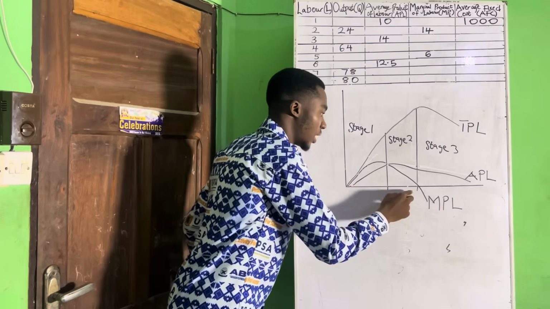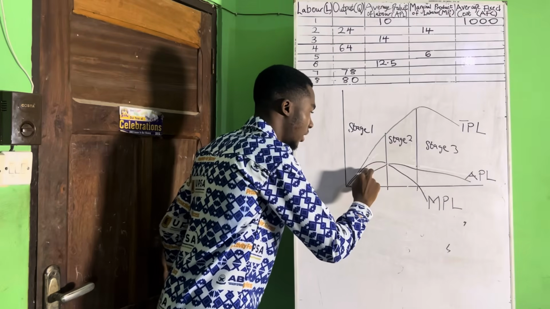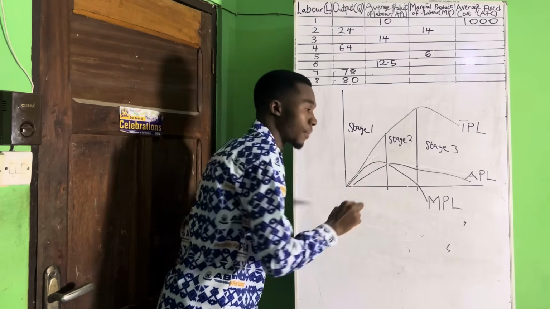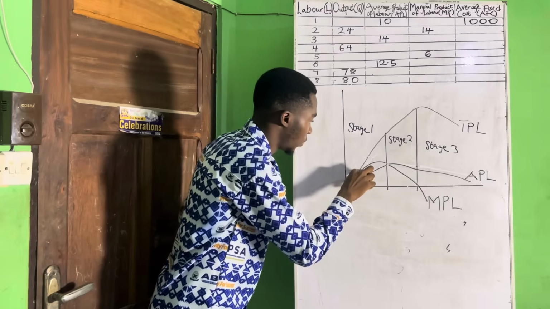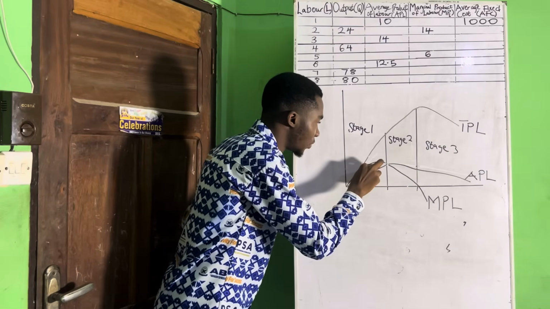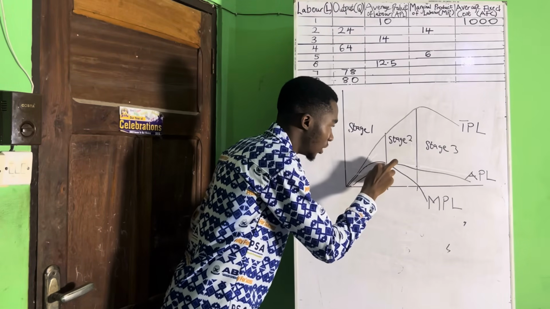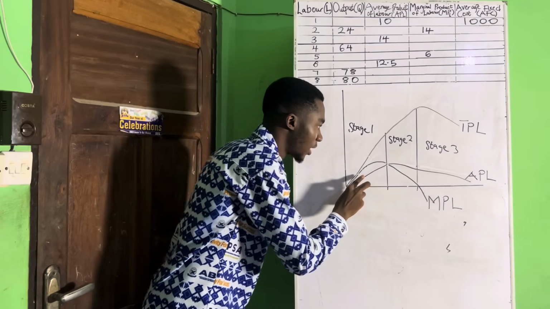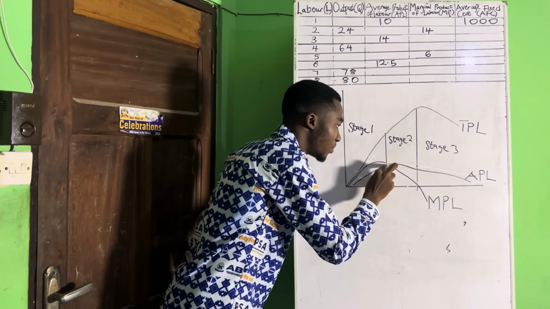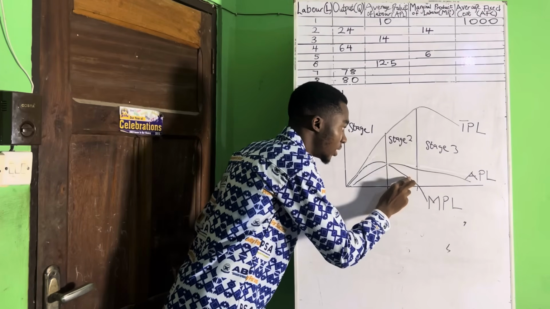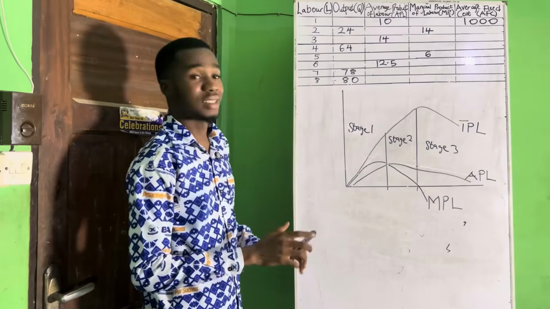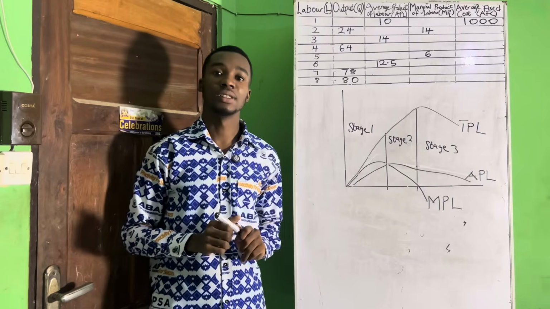But if you watch the diagram very well, you can see that marginal product of labor, which is this particular line, is rising in stage 1. Watch very well. But as it's rising and it gets to stage 2, it stops, then it starts declining. So marginal product is rising, then reaches its maximum. Then in stage 2, it starts reducing. Do you get it? What that means is that it explains the law of diminishing marginal returns.